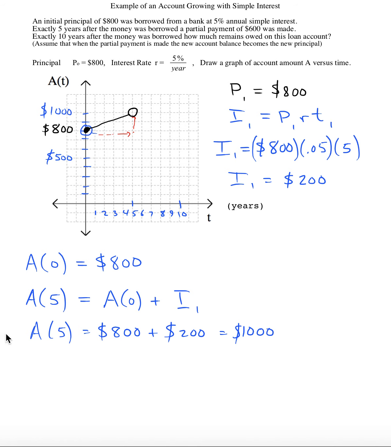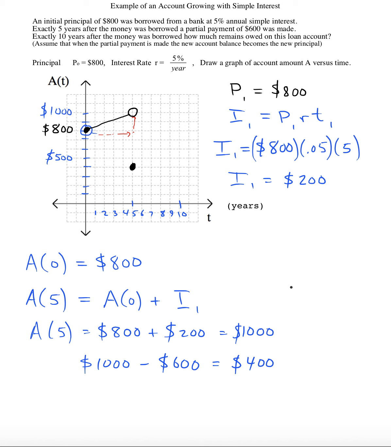Next, we want to have a payment made of $600. So let's take that $1,000 and subtract the 600 to get us to 400. And we'll drop down on our graph. Let's say the payment happens instantaneously.